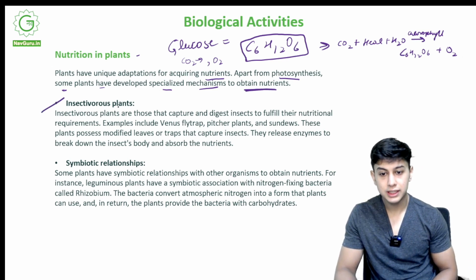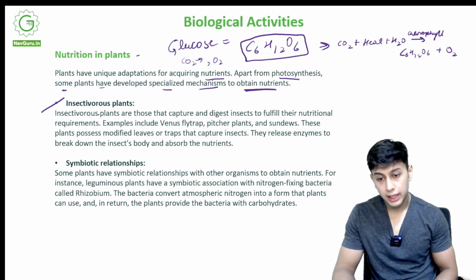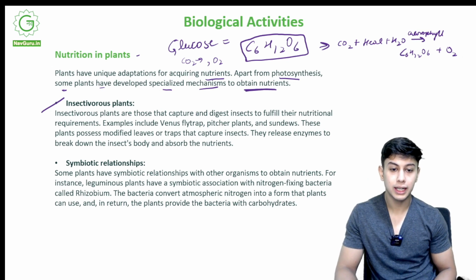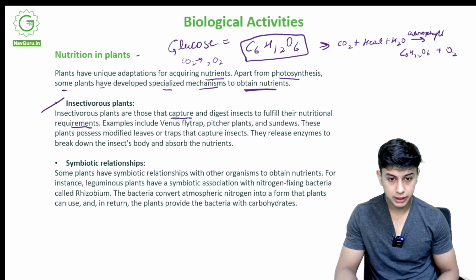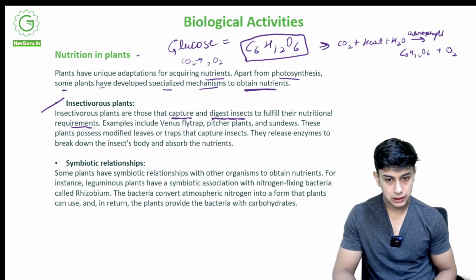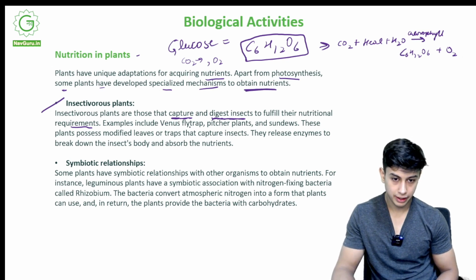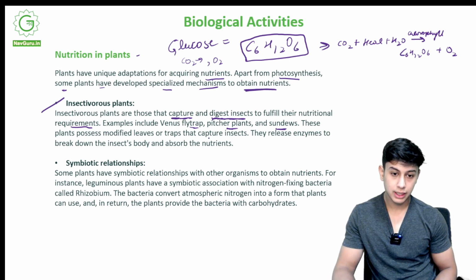Okay, so the first one is insectivorous plants. Some plants eat insects. How do they eat insects? Insectivorous plants are those that capture and digest insects to fulfill their nutritional requirements. So they will capture the insect and digest it. Alright, to fulfill their nutritional requirements. Examples of insectivorous plants are Venus flytrap, pitcher plant, sundews.